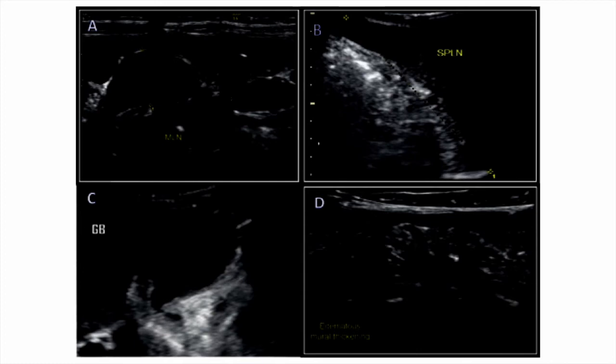So in this case, we can see a lymph node in the intra-abdominal cavity. We have the splenomegaly. We have the acalculous cholecystitis and the edematous mural thickening of the bowels. So what happened with this case?